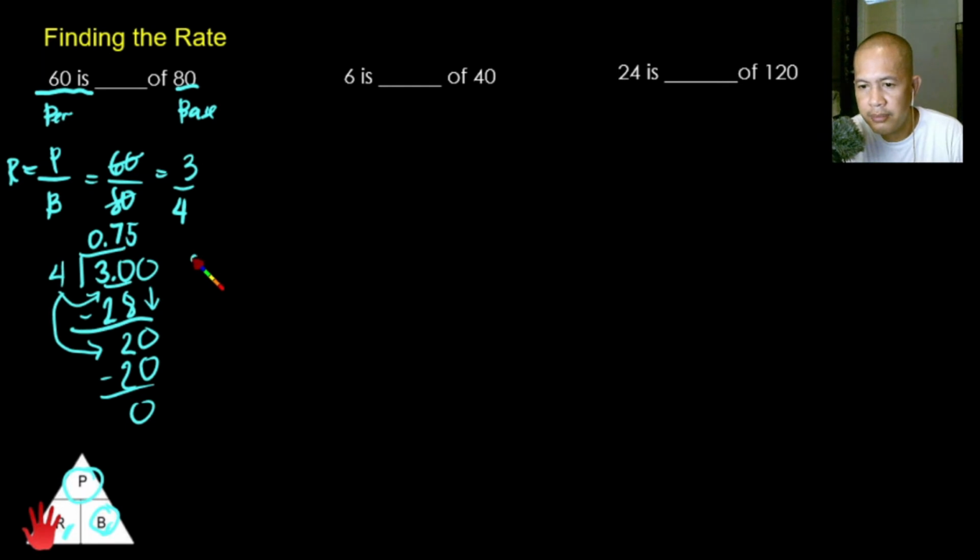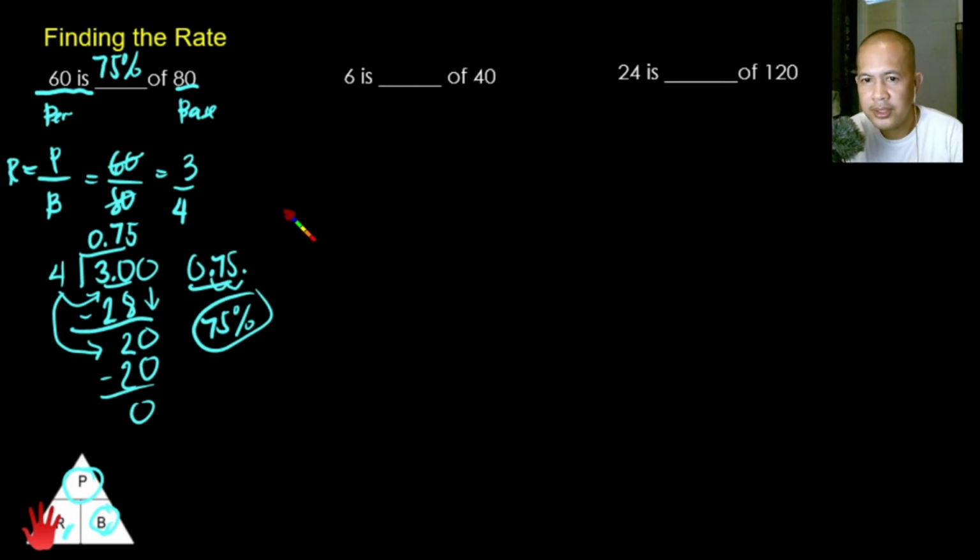So we have 0.75. Is this our final answer? No. We're going to change this into a percent by moving 2 places to the right. So it makes 75%. So our answer here is 75%. 60 is 75% of 80.